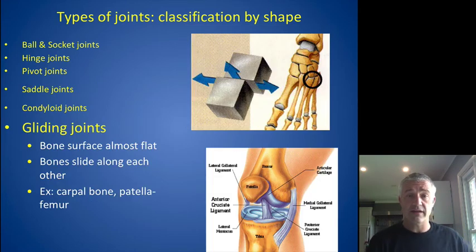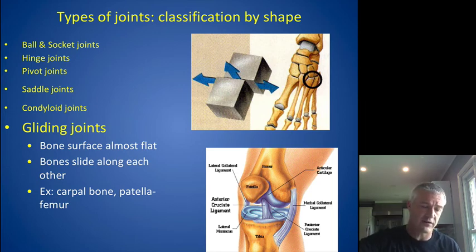A gliding joint is one bone basically sliding across a flat surface of another one. Your carpals and tarsals are good examples of this, as well as your patella sliding along the track of the femur on the knee joint would be a good example of a gliding joint.